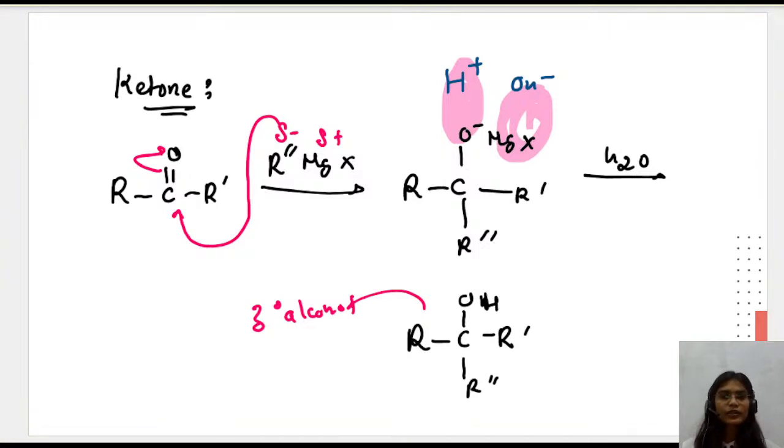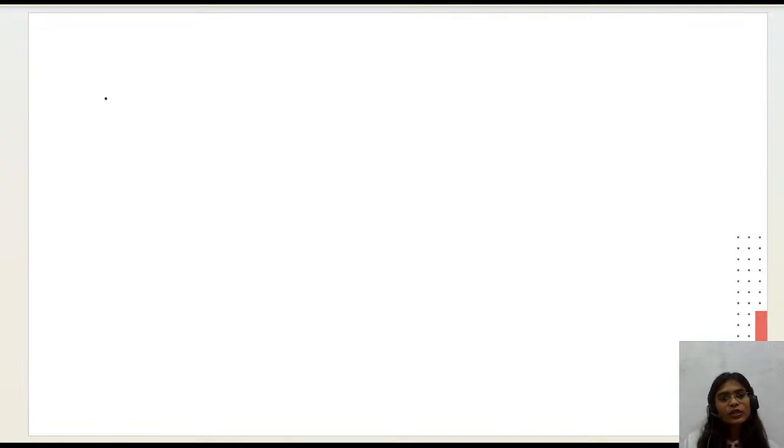Any problem with the Grignard reagent? According to me, this is one of the easiest mechanisms out of all the mechanisms right now. Yes, please, any problem you are still having, then please consult with me. Okay, I guess no. So let's solve a question, okay? Then please answer this question. This is a question for you.